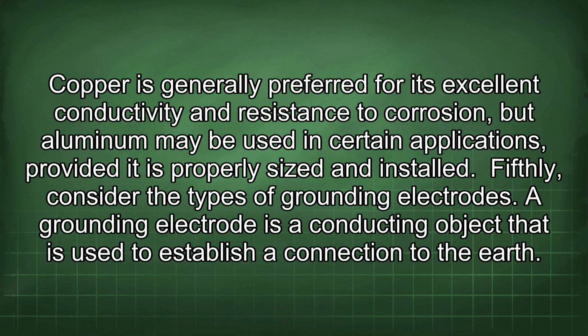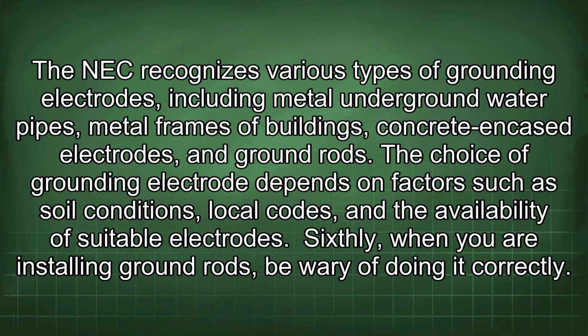Fifthly, consider the types of grounding electrodes. A grounding electrode is a conducting object that is used to establish a connection to the earth. The NEC recognizes various types of grounding electrodes, including metal underground water pipes, metal frames of buildings, concrete encased electrodes, and ground rods. The choice of grounding electrode depends on factors such as soil conditions, local codes, and the availability of suitable electrodes.